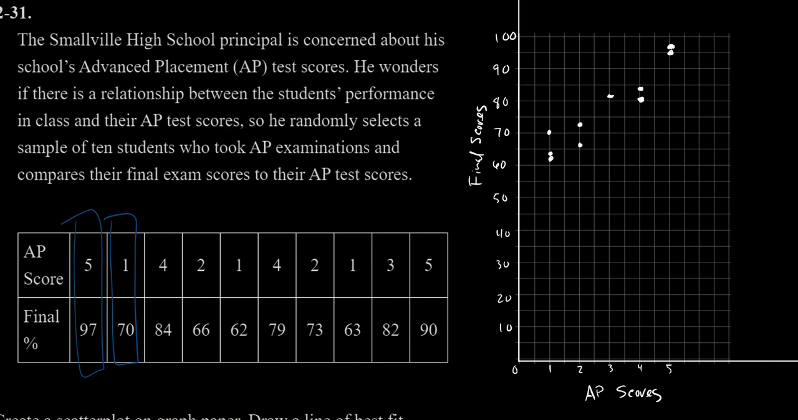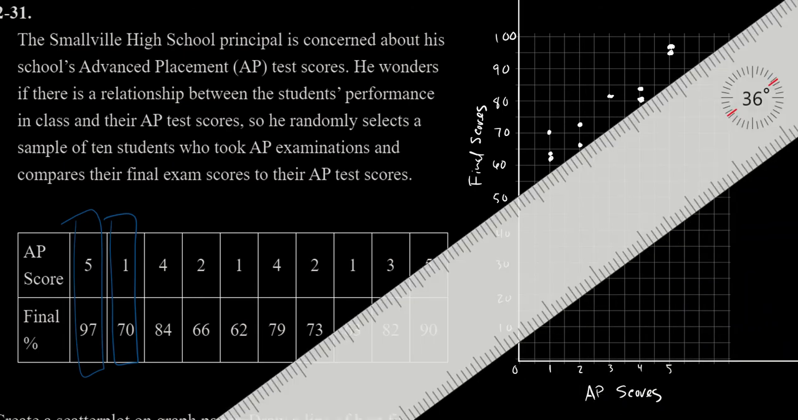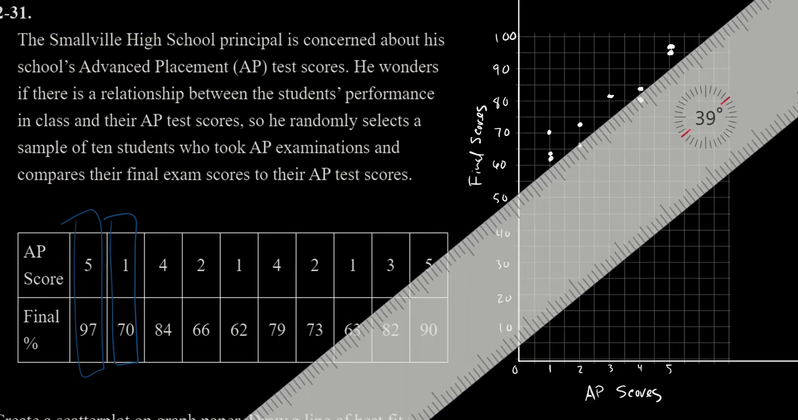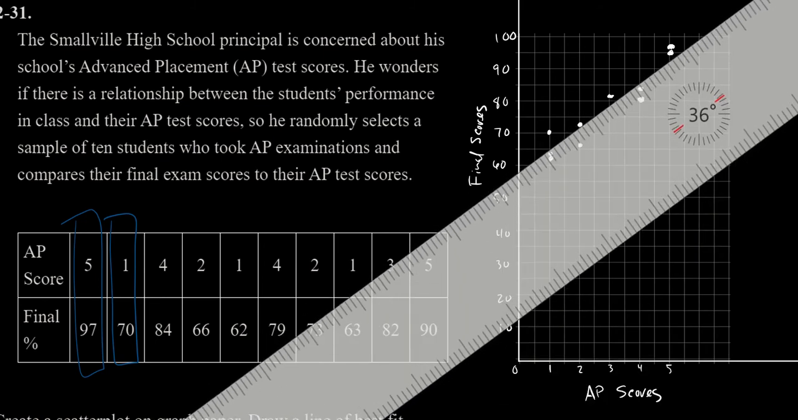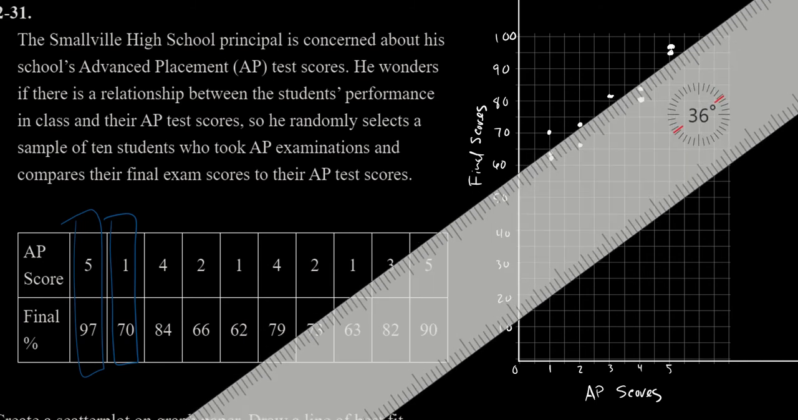And it's probably the case that the AP score is not driving the final. Probably I should switch the x and y axes, but I left them like this. But there seems to be some kind of relationship between those. And if I wanted to draw a line of best fit, basically I'm just finding a curve that I think approximates a line that would go through this data.